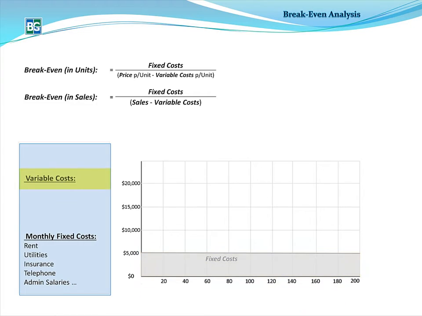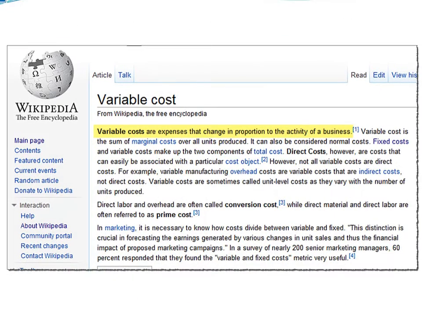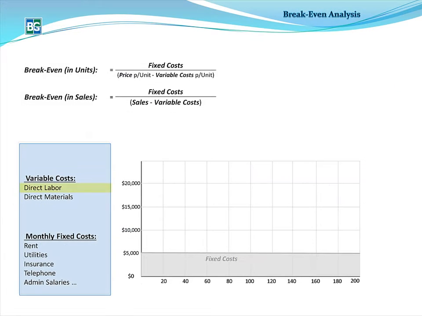Now let's look at variable costs. Variable costs are expenses that change in proportion to the activity of a business. Variable costs are sometimes called unit level costs as they vary with the number of units produced. Some examples would be direct labor, direct materials, sales commission, packaging. Another example would be paper costs for a printing company. The more jobs printed means more paper used.